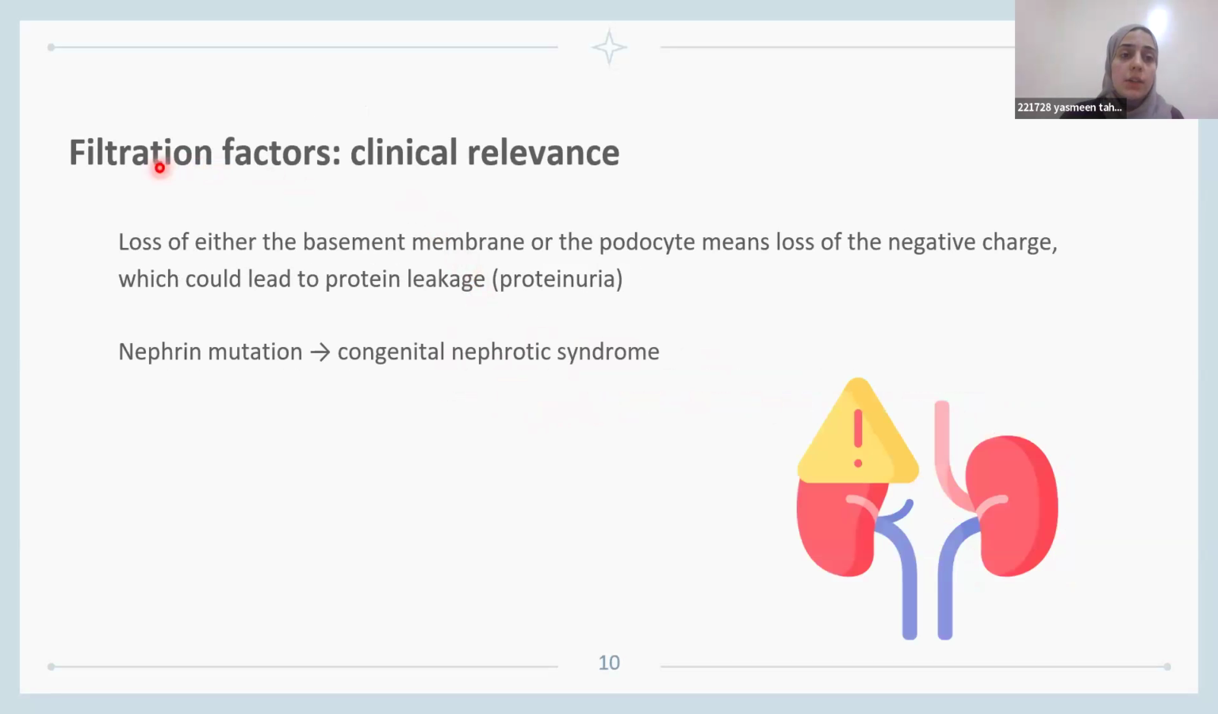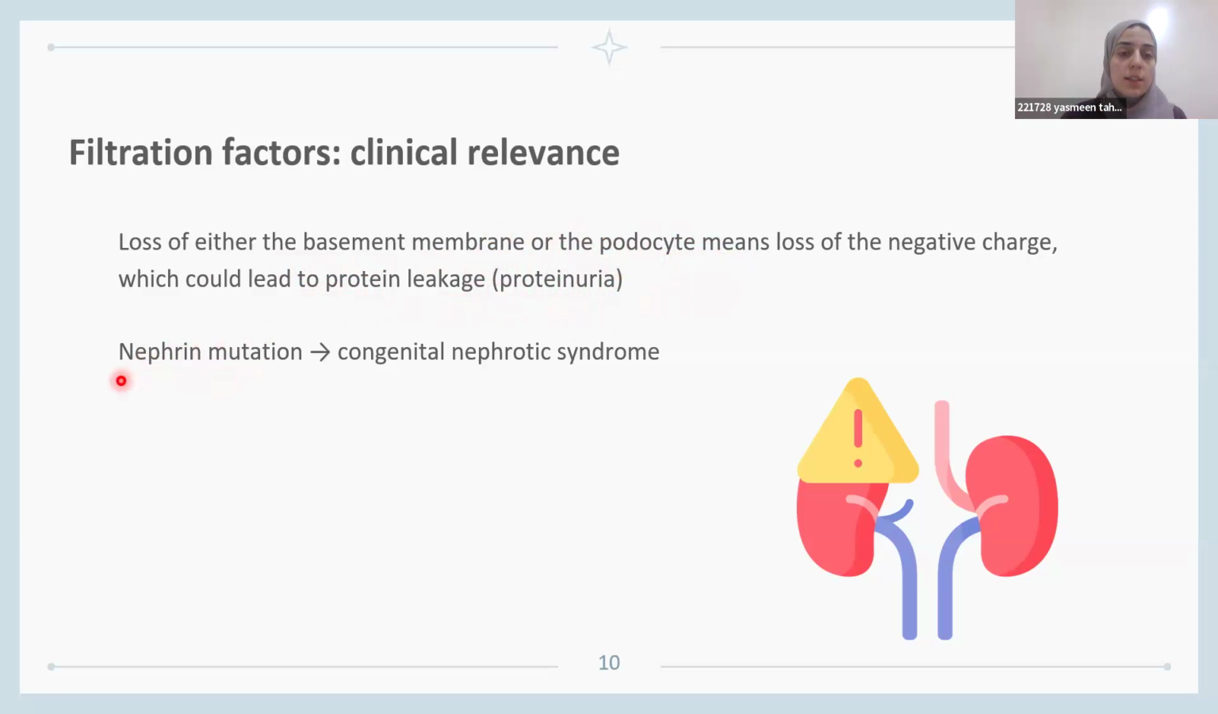So what is the clinical relevance of these filtration factors? You should know that losing this negative charge means losing a protective factor against losing protein. Normally we shouldn't lose protein because of the natural negative charge in this filtration barrier. If for any reason a patient loses their filtration barrier negative charge, we will have protein leakage into the urine, and it's what we call proteinuria, the presence of protein in the urine.